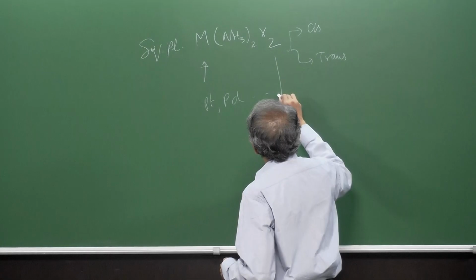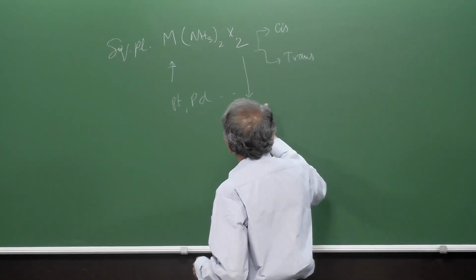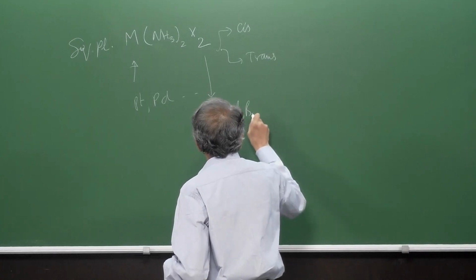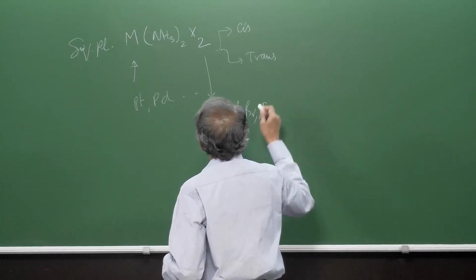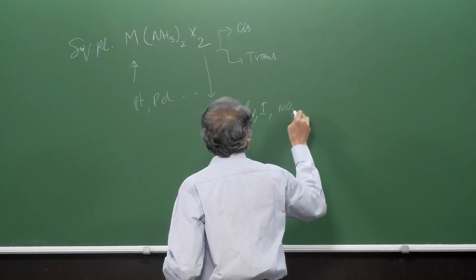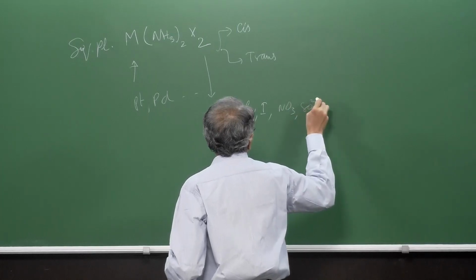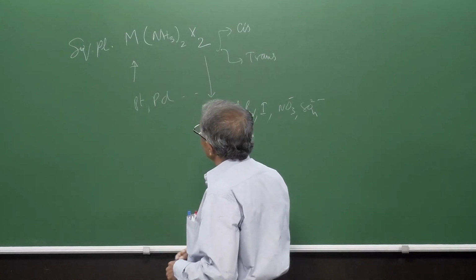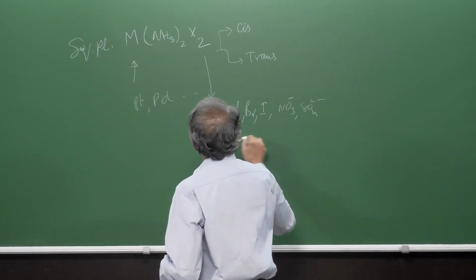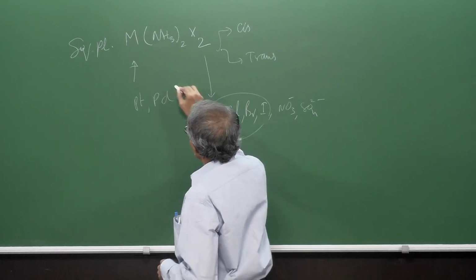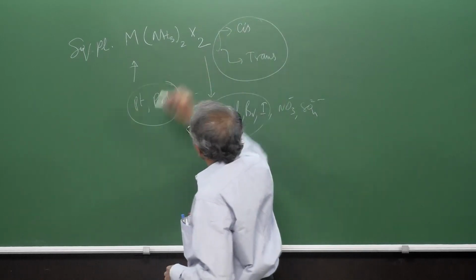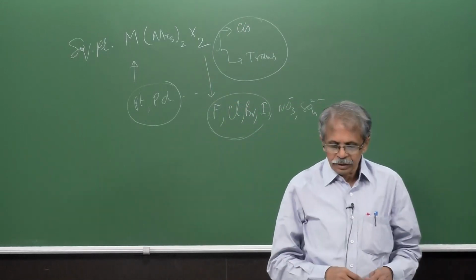I can change the X, so X could be fluoride or chloride or bromide or iodide or even nitro or sulfato. So any kind of things, very many of these things are possible. So here we are restricting to the set of halides, the set of metals, and this one. So what is the importance?